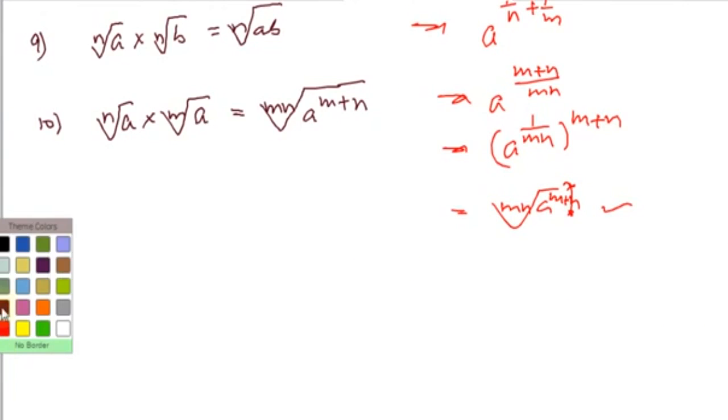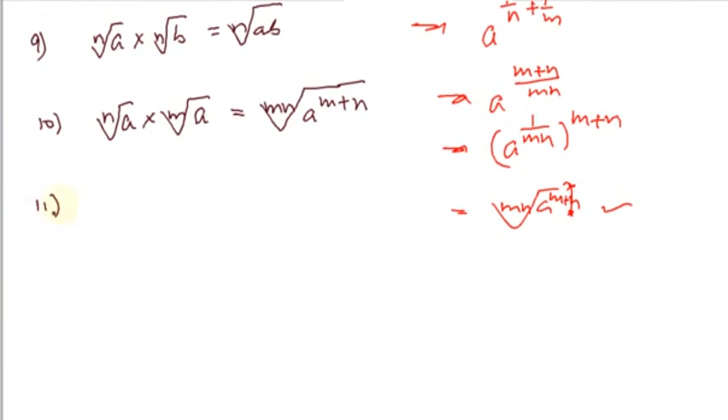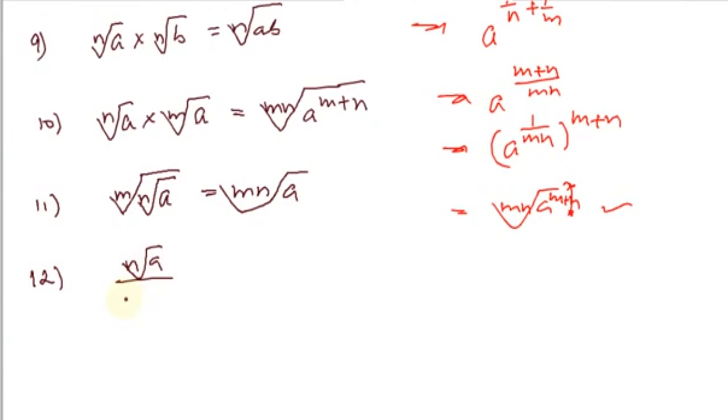Similarly, the 11th is: mth root of nth root of a, then we can write directly as mn root of a. Similarly, the splitting like previous formulas also: nth root of a by nth root of b is equal to nth root of a by b.